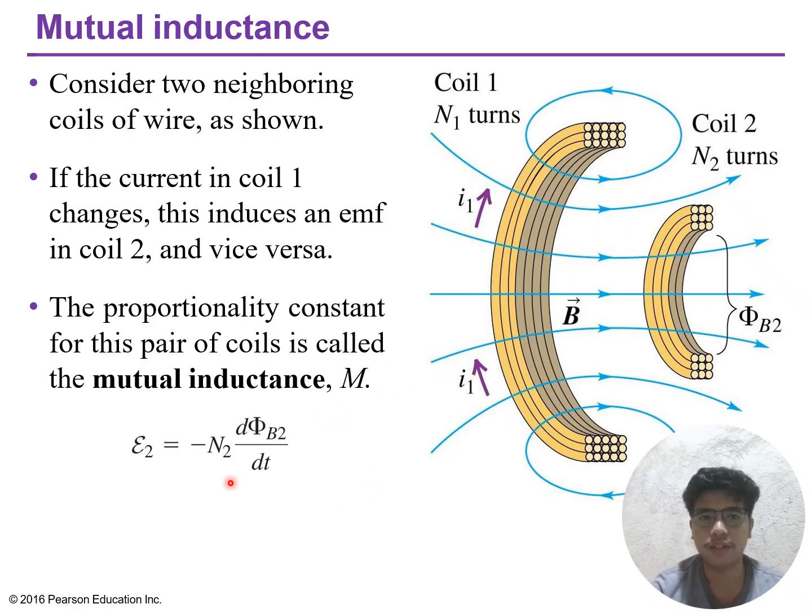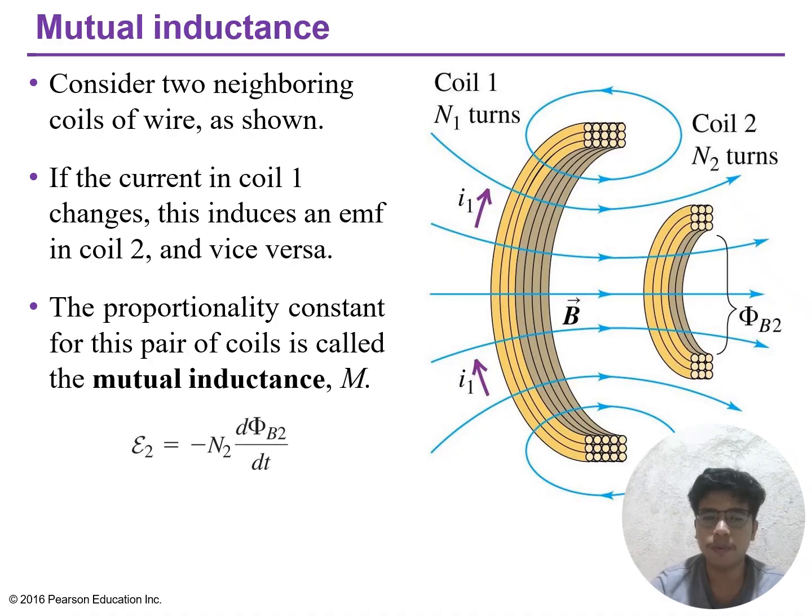So mutual inductance describes how two nearby circuits influence each other through magnetic fields. When a changing current flows in one coil, it creates a changing magnetic flux that passes through a second coil, inducing an EMF according to Faraday's law. The constant that relates the induced EMF in coil 2 to the rate of change of current in coil 1 is the mutual inductance, written as epsilon 2 equals negative M times di1 over dt.